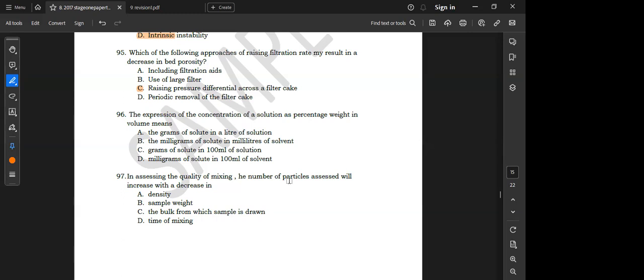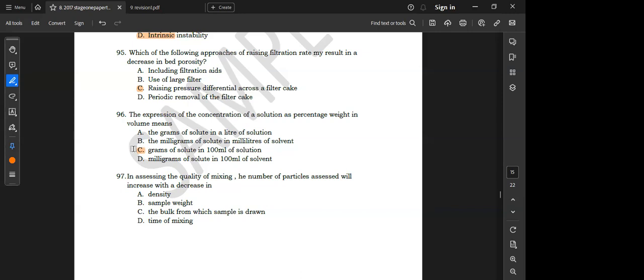As we go on, the expression of the concentration of a solution as percentage weight in volume means the grams of a solute in 100 ml of solution. Yeah, so I go with that one.